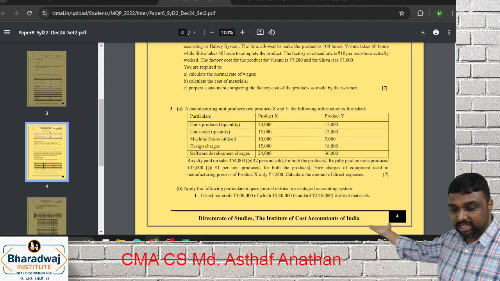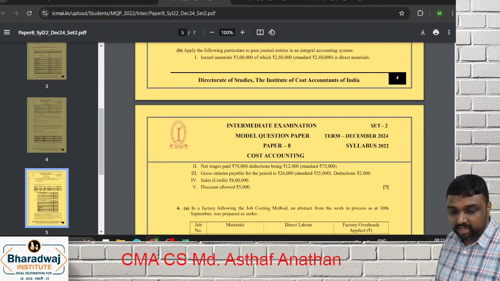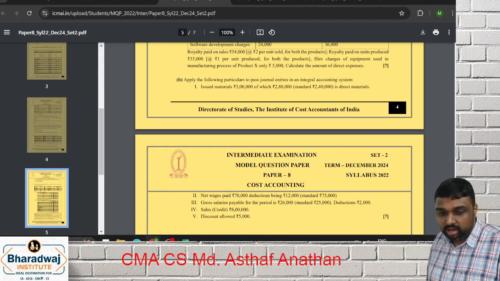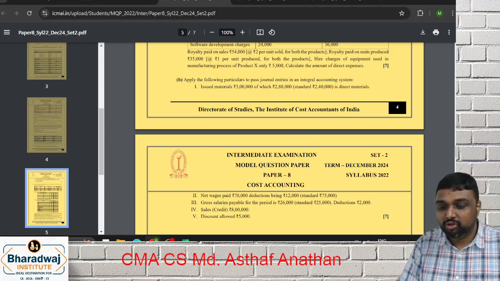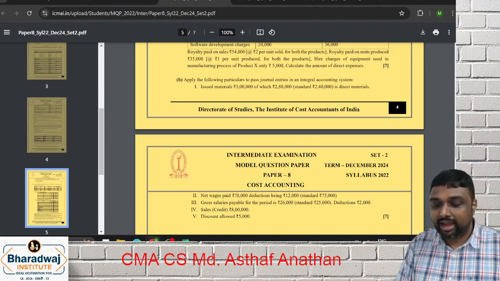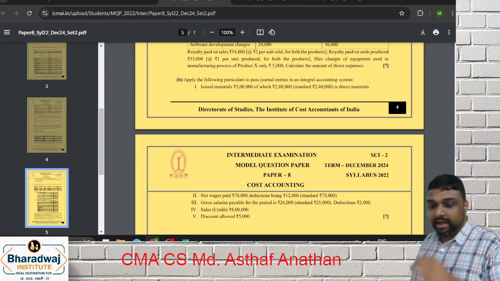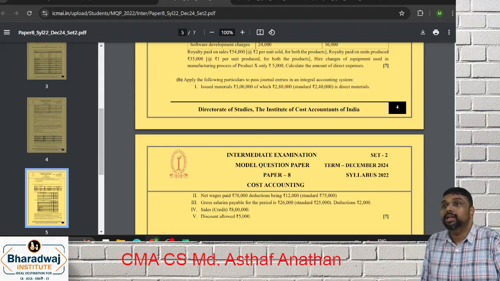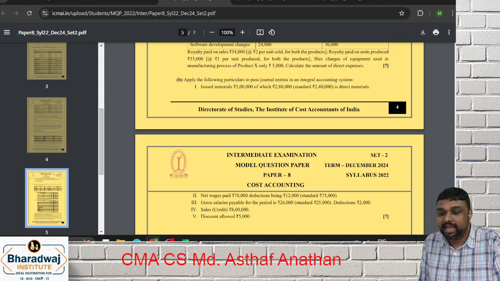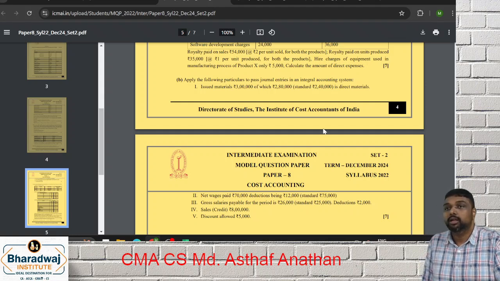And this is direct expense, direct question. Now here, see, they asked one question called passing journal entries in integrated accounting only for issue of material. See, 280 is direct material. Issue 2 lakh. Issue means WIP. What is the direct material? 280 is direct material. So, WIP to stores ledger 280.